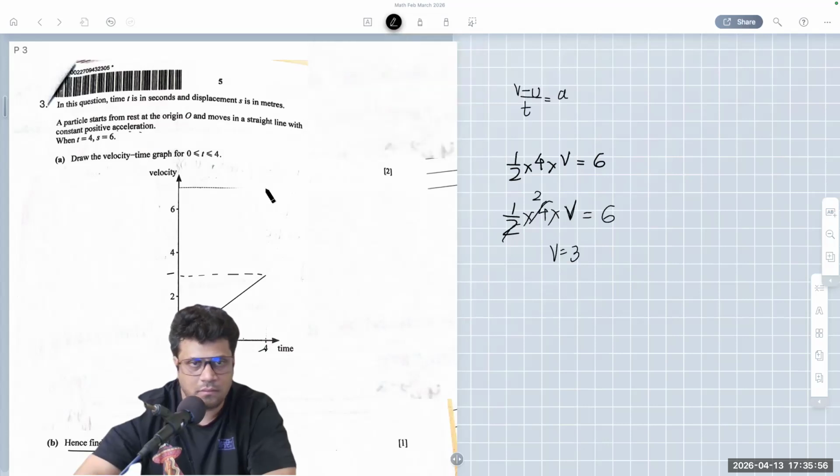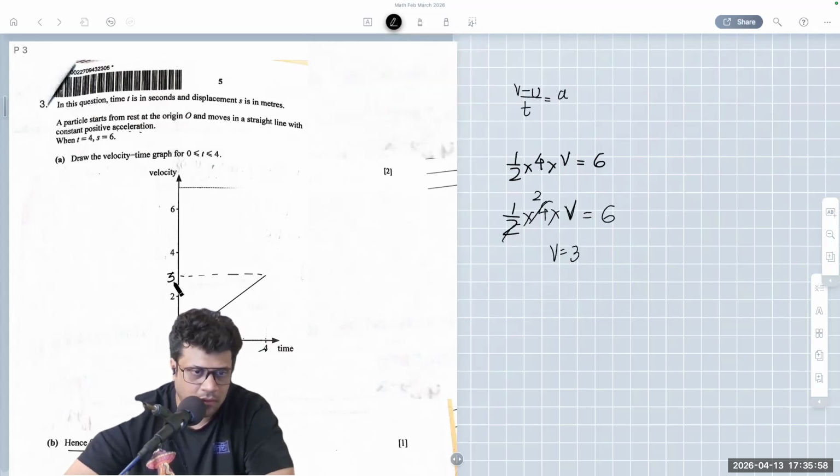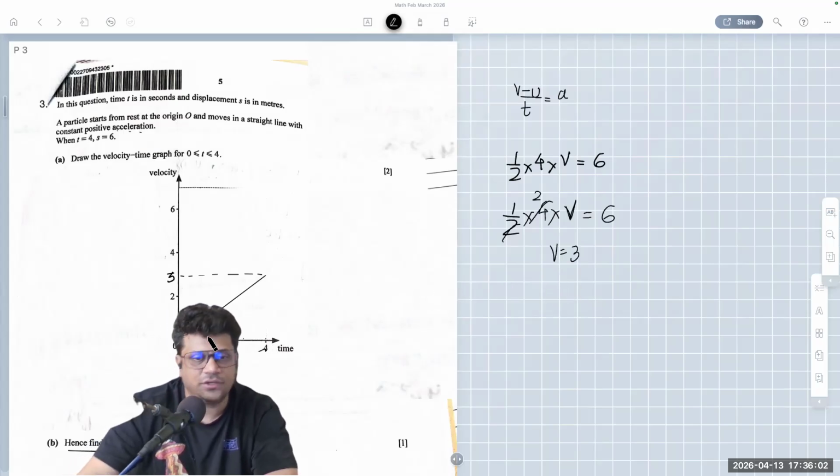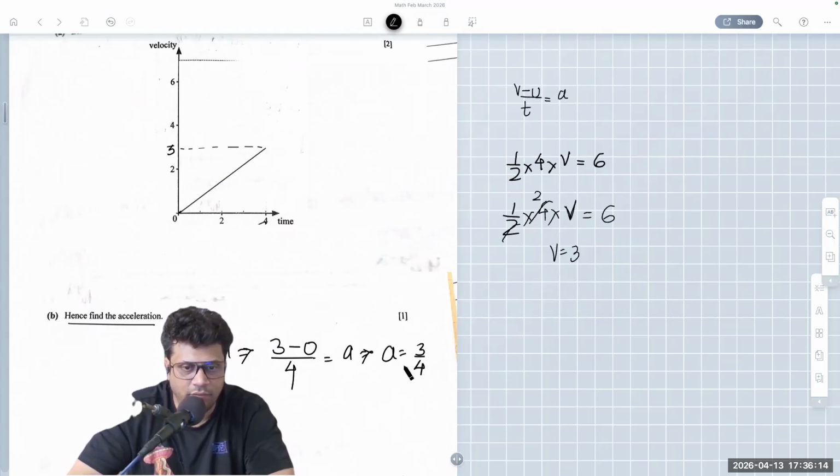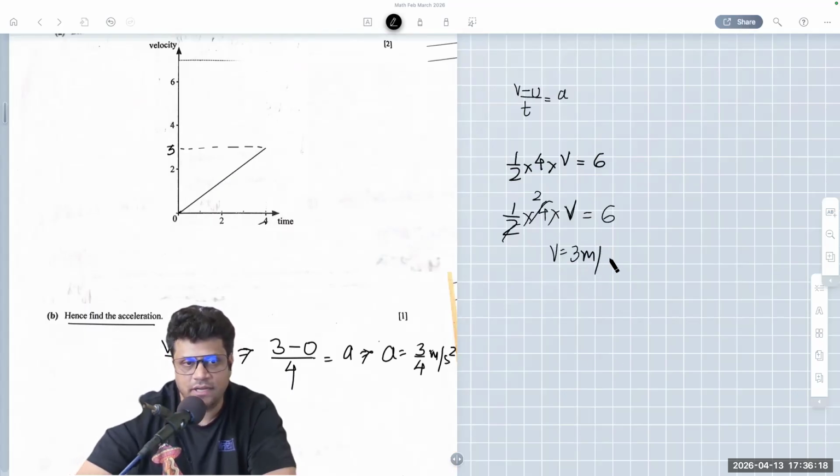And yes, that's it. Now, if they ask you for the acceleration, you know it's going to be v minus u divided by t, and that is 3 minus 0 divided by 4, which comes out to be 3 divided by 4 meter per second square. And this was 3 meter per second.